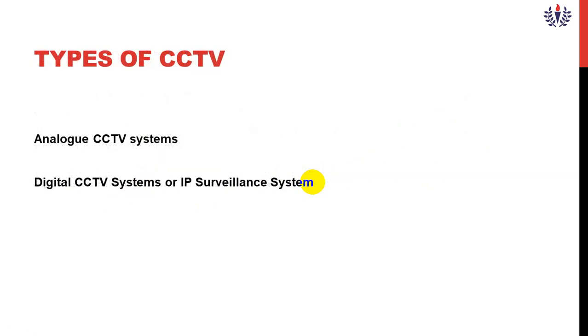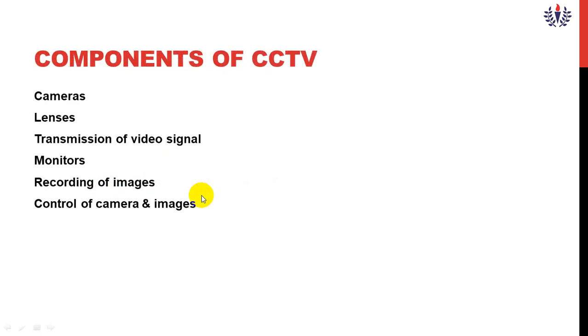There are two types of CCTV cameras available in the market. One is the analog CCTV system. The second is the digital CCTV system. The other name of the digital CCTV system is the IP surveillance system. Any doubts, students? IP surveillance system, digital system. I'll explain one by one.